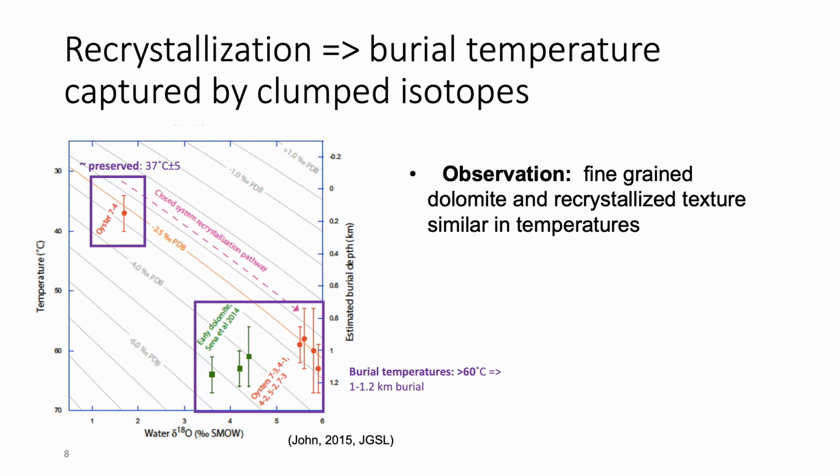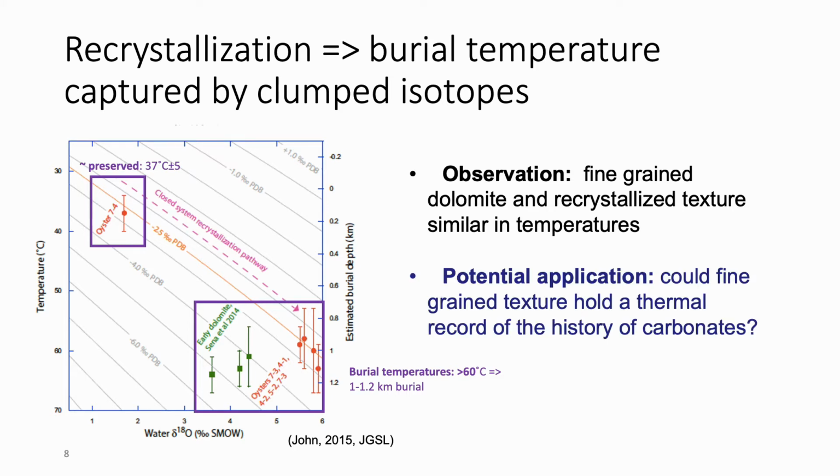And I think this is really exciting because it made me think that there was a potential application. The application is potentially we could use fine-grained texture and recrystallized carbonates to derive a thermal history, or thermal record, for these carbonates. Because if we take this example in Oman and we look at the temperature we obtain, it suggests a burial of 1 to 1.2 kilometers, depending on your estimate of the geothermal gradient.